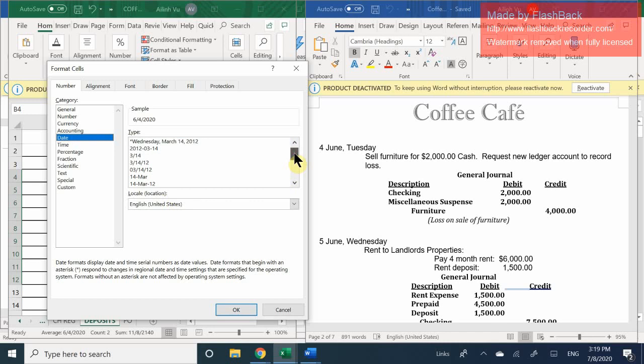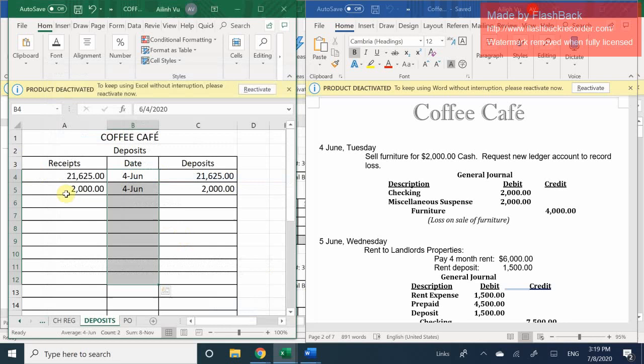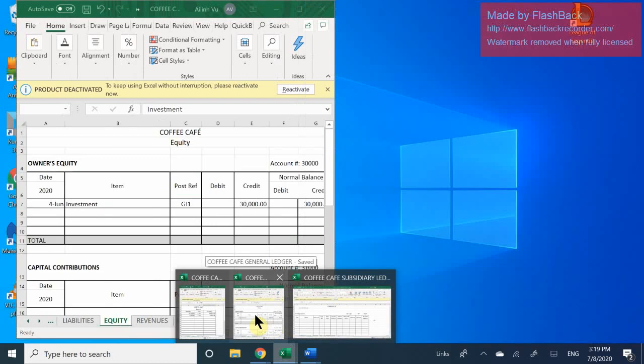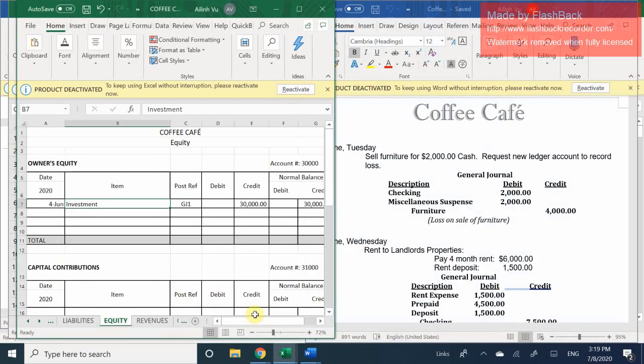So for receipts, we're putting in the 2,000 for today. And then we deposited that very same day, so it's going to be for 2,000. Okay, 416. All right, then we can go ahead and move to our ledger account, our general ledger.